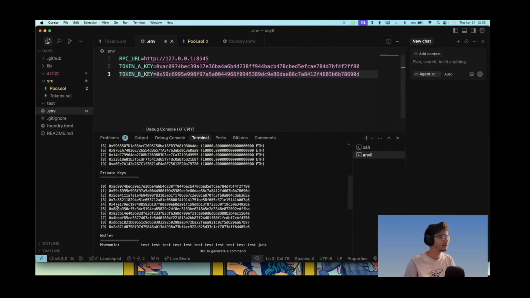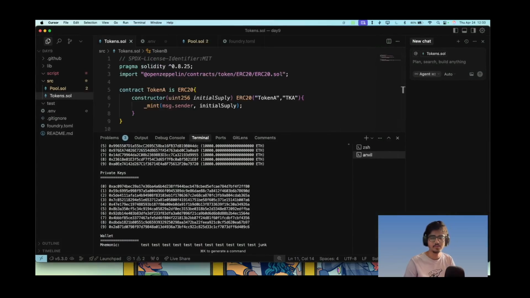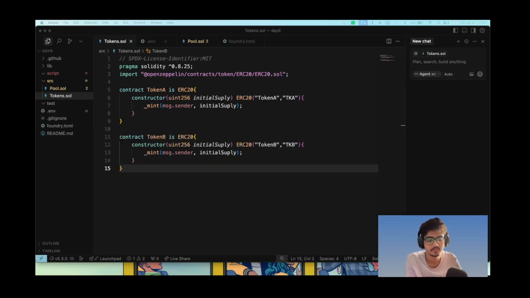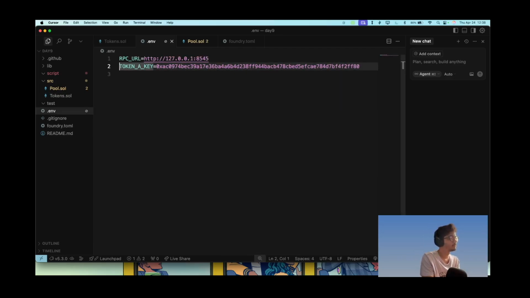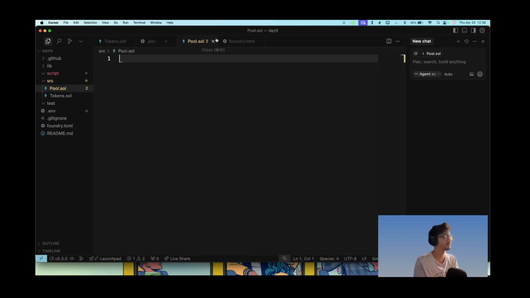Let's take a second and think this through. Okay, so I have come to the conclusion that we don't need two wallets. We can actually deploy from one wallet and then interact from the other. So let's keep this as private keys. Okay, and this pool.sol, let's now start writing pool.sol.